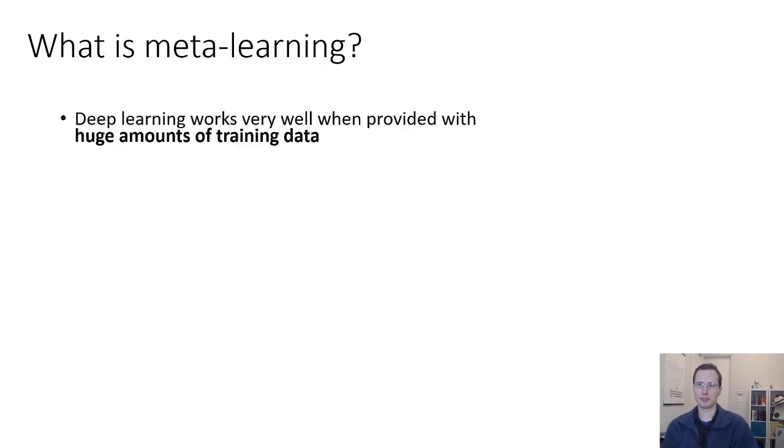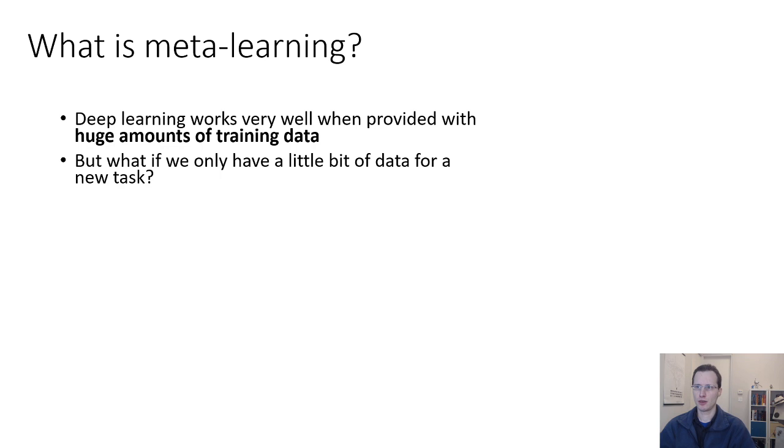Deep learning works very well when you have very large amounts of data. And we've learned this since the very first lecture in this course. When you have lots of data and very large models, you can do really well using deep learning techniques. But what if you only have a little bit of data for a new task? It's not so straightforward to apply conventional deep learning methods. So what can we do?